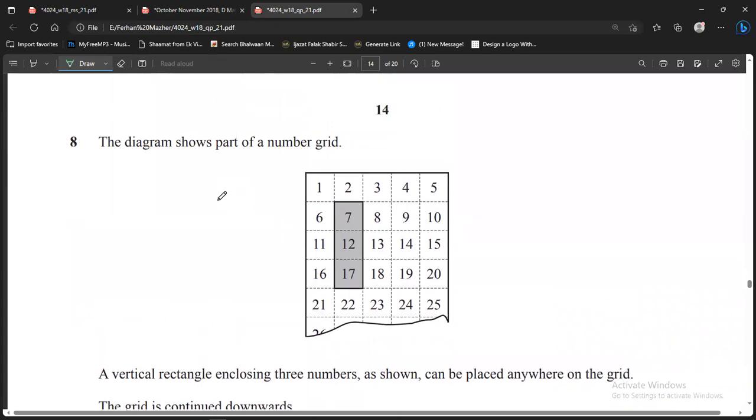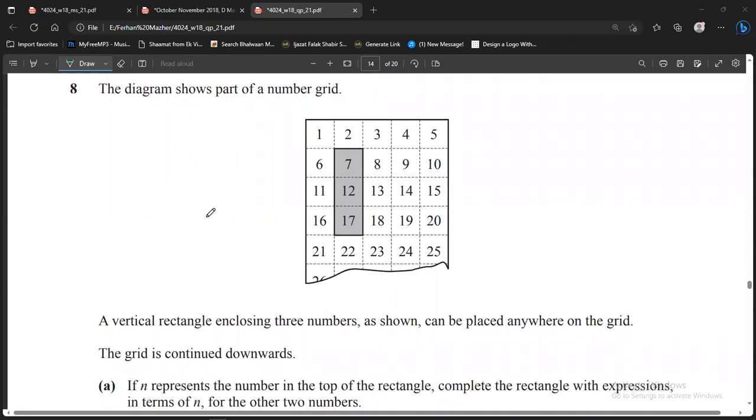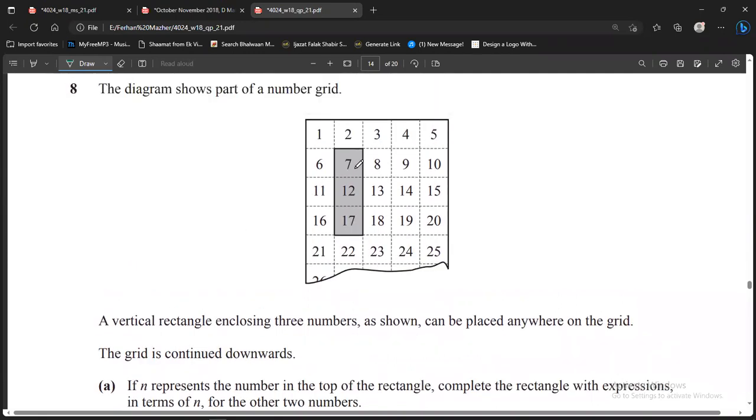So the next question coming up on your screen is question number 8. The diagram shows part of a number grid. A vertical rectangle enclosing 3 numbers as shown can be placed anywhere on the grid. The grid is continued downwards. Okay, so here we have 7. In 7, if you add 5, you will get 12. In 12, if you add 5, you will get 17. So you add 5, you add 5.